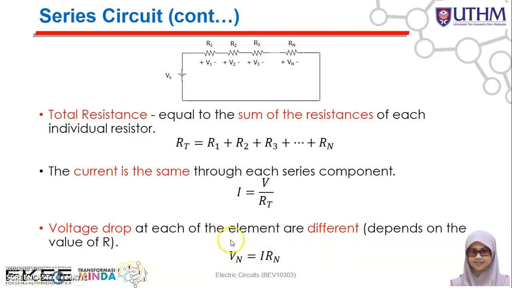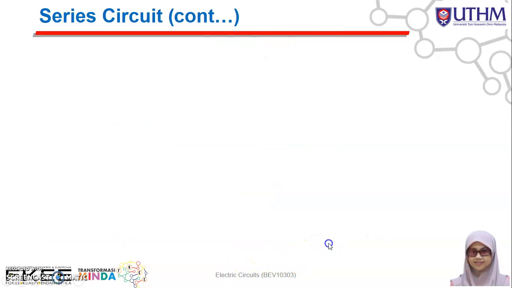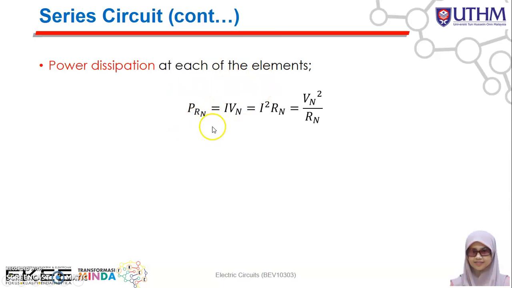The voltage drop of each element is given by this formula: Vn is equal to I Rn. The power dissipation at each of the elements is given by Pn equal to I multiplied by Vn, because each of the elements will have a different voltage drop. That is why the power dissipation at each of the elements will also be different. You can use P equal to IV, or P equal to I squared R, or P equal to V squared over R. Your power dissipation depends on the value of the voltage drop at each of the elements, or it can also depend on the value of the resistance at each of the elements.